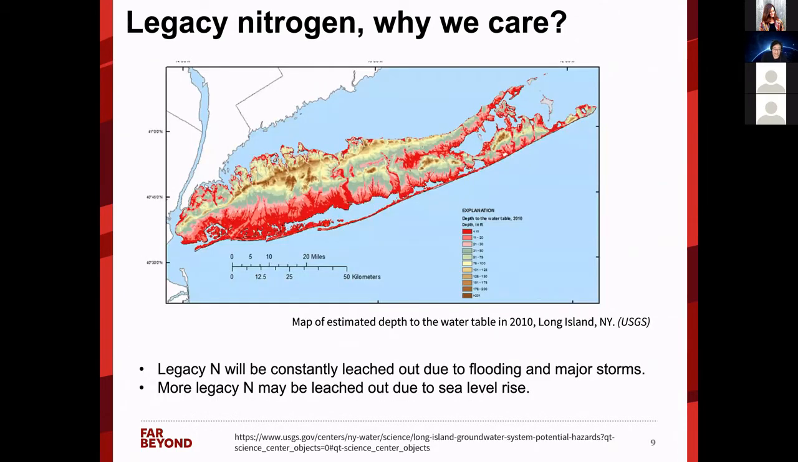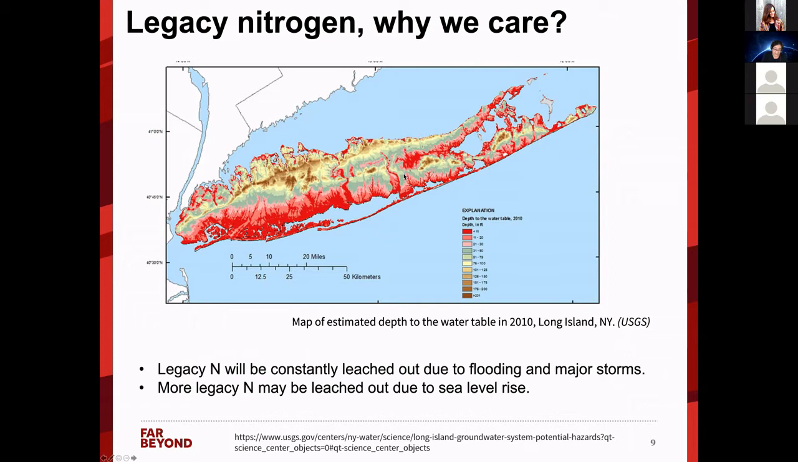So in this slide, I want to show you a map of the estimated depths to the water table. This is the data published by the USGS back in 2010. You can see the color zones, especially the red colors, indicate the regions where the water table is less than 11 feet.